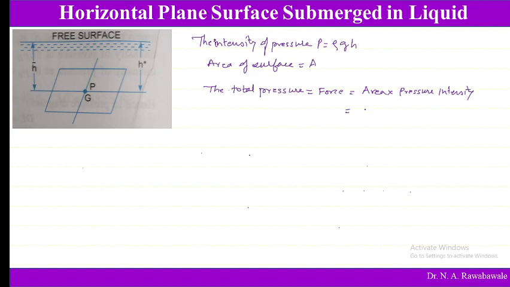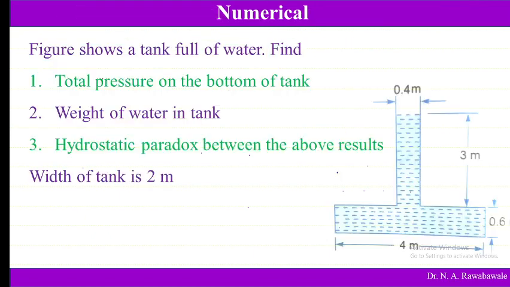Therefore we can write this as A into rho g h, or rho g A h, or we can write this as rho g A h bar, because h is equal to h bar. So force F is equal to rho g A h bar, which is the same as the previous case in Newton. Now we'll solve one problem on this.